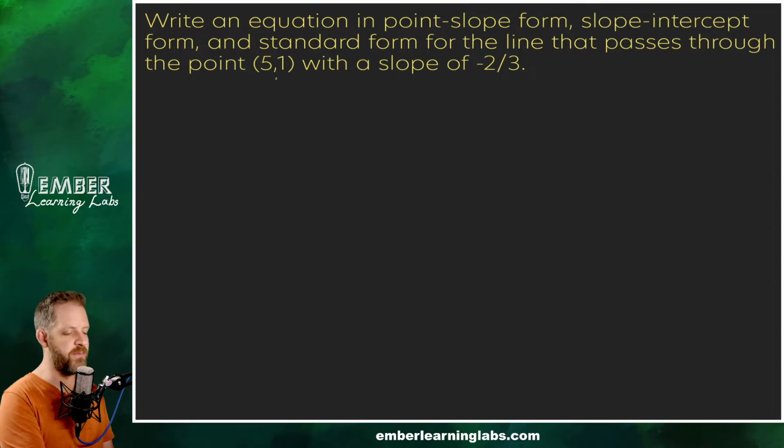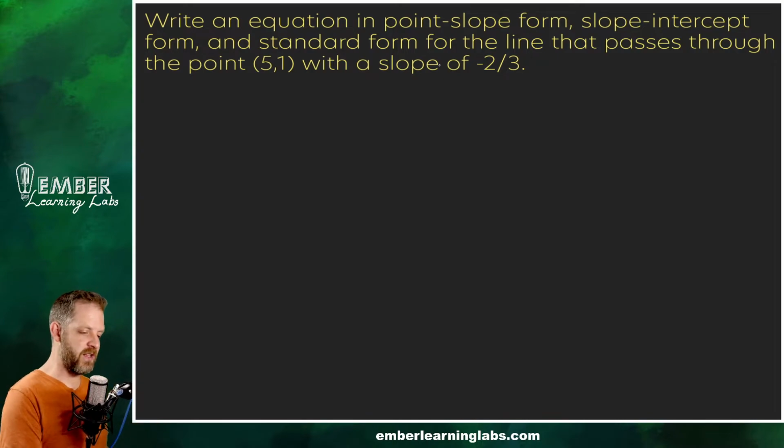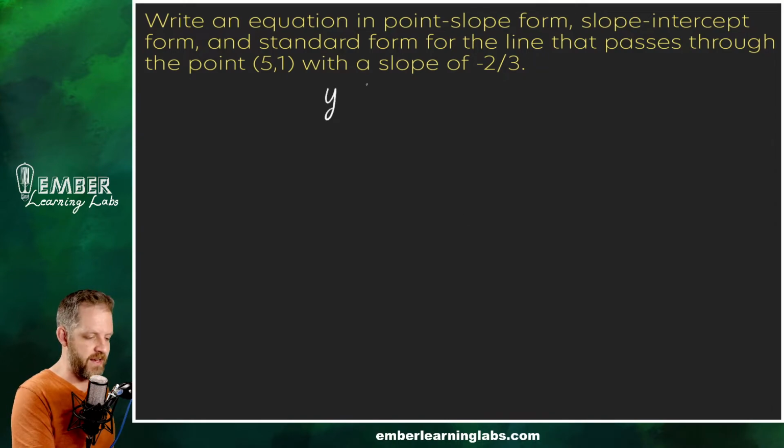That passes through the point (5, 1) with a slope of -2/3. So we're going to start with point-slope form, and it's going to be easy to start there because we're given a point and the slope. So let's start with point-slope. This time, I'm just going to jump straight to flipping the sign. It works out especially easy since they're both positive, right?